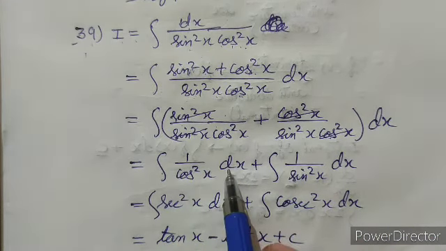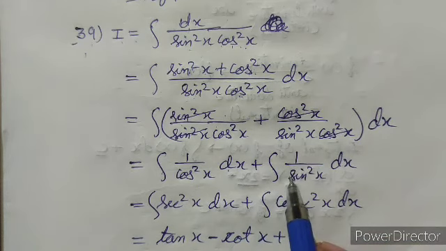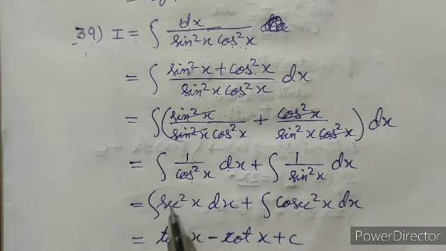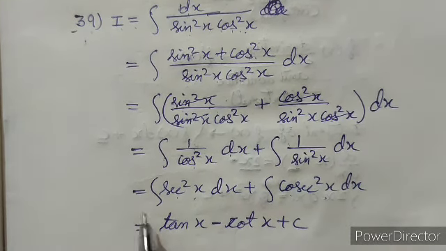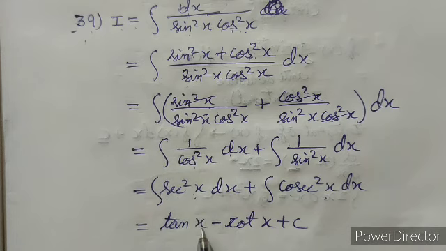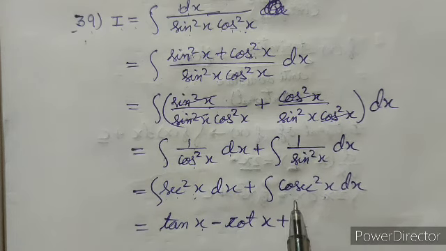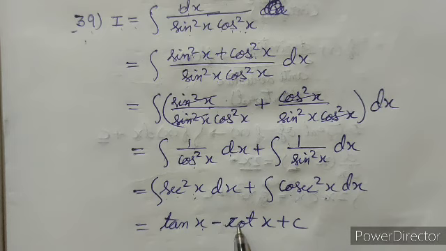to give us the integral as 1 upon cos square x plus 1 upon sine square x. Now 1 upon cos square x is equal to sec square x, and 1 upon sine square x will be equal to cosec square x. Now the integral of sec square x will be equal to tan x, and the integral of cosec square x will be equal to minus cot x plus c.